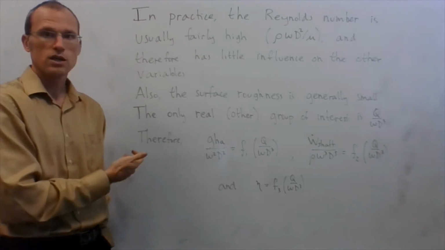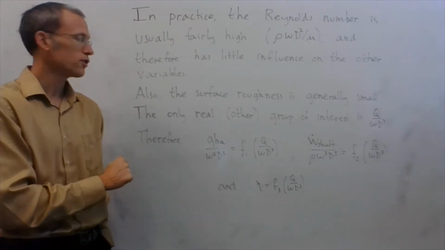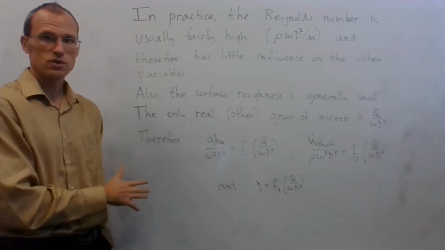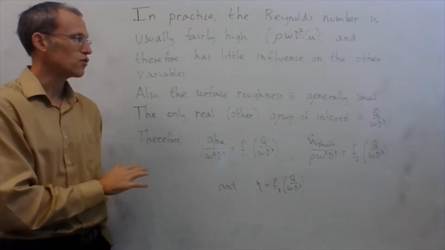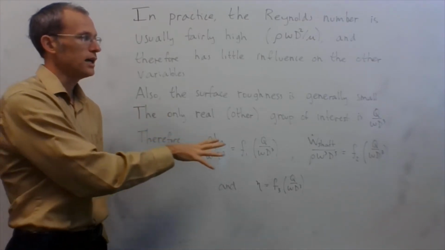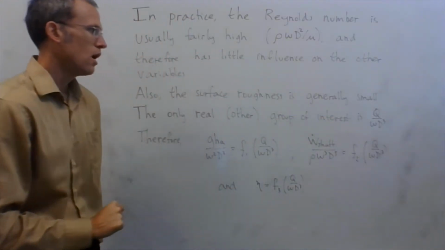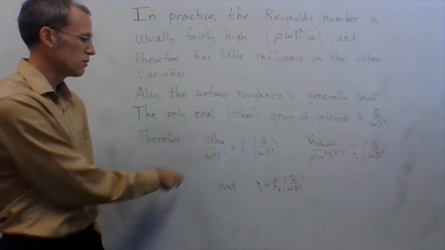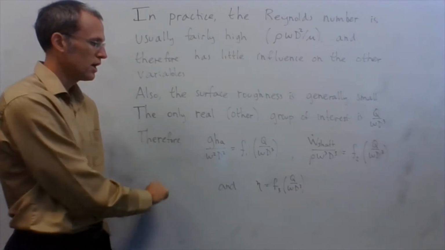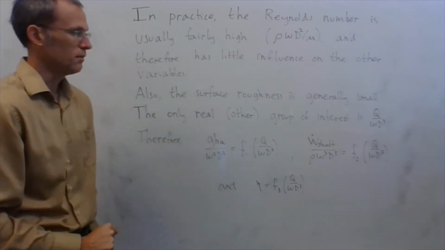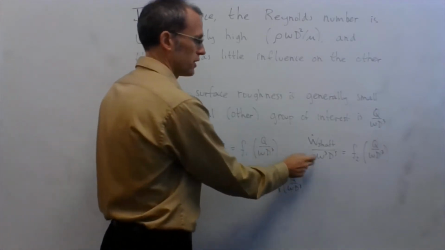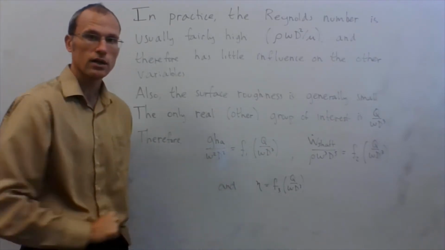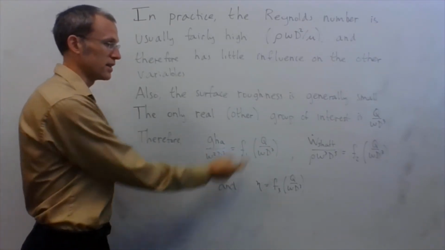Surface roughness is generally small, so epsilon over D, don't really worry about that guy either. Length over diameter, again, that's really only there to calculate the head loss of my system, so don't really worry about that guy. The only one that actually really matters in terms of that top group is this guy, Q over omega D cubed. And so because that's the only one that actually changes anything, I can write all my variables of interest. So my head coefficient is some function of that particular pi group. My power coefficient is some function of that particular pi group, and my efficiency is some function of that particular pi group. So that's really the only guy that actually influences and makes any of these change.